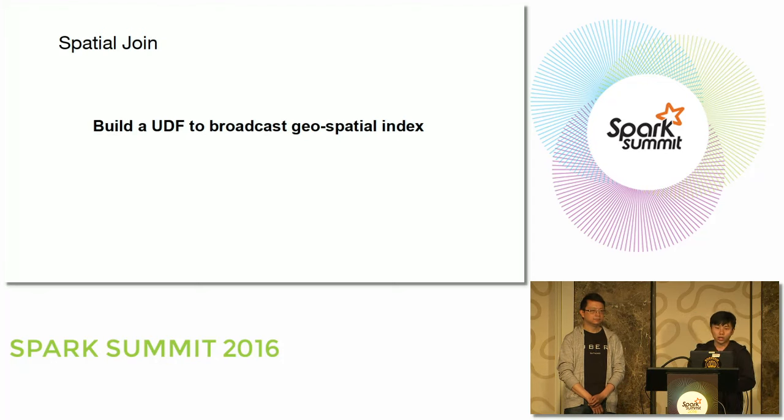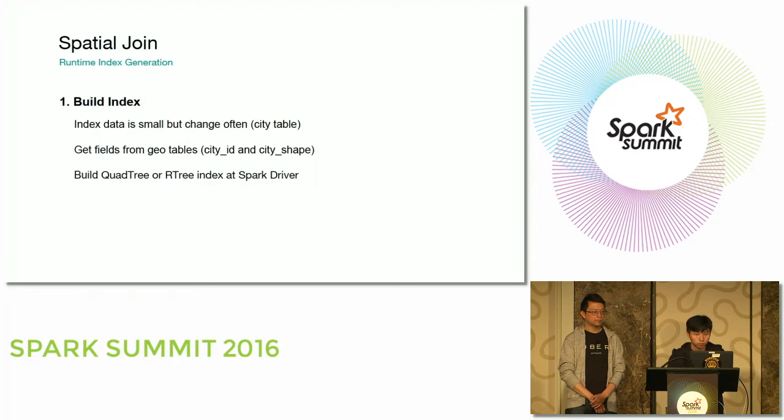So our idea is to build a UDF to broadcast geospatial index to every executor so that we can totally avoid spatial join. It consists of 3 steps. The first one is to build runtime index. The reason why we want to build runtime index is that many tables, like the city table, are always changing because Uber is expanding its business to new cities almost every week. So we cannot build static UDF and use it forever.